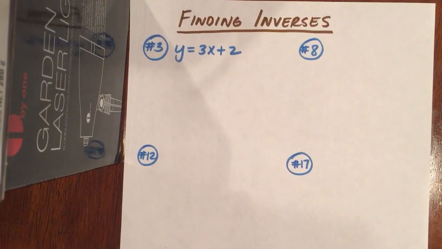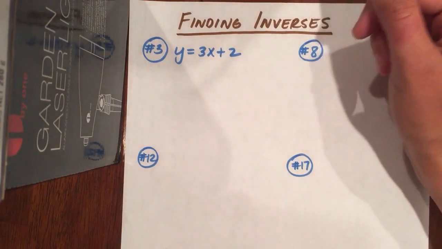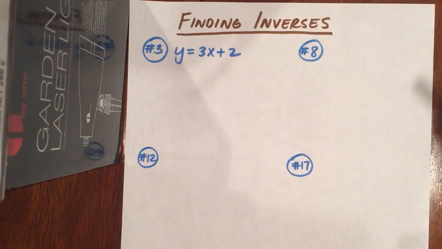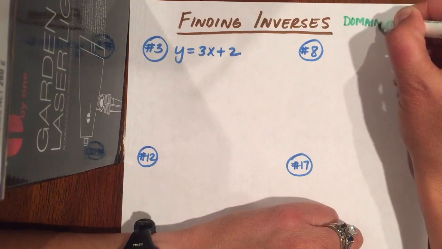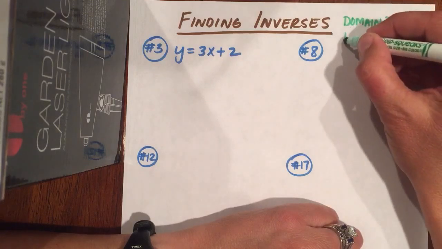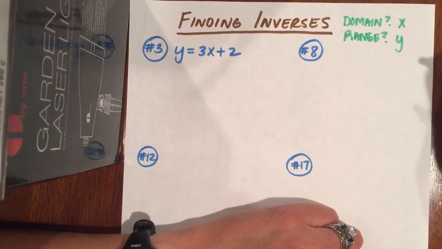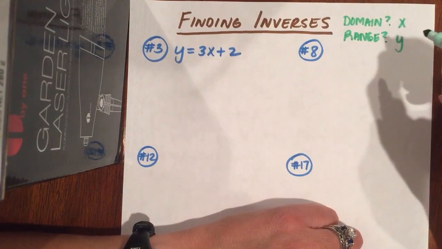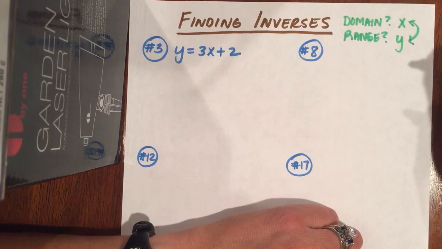So now let's actually look at finding inverses. What you're going to do with finding an inverse is solve to find what would happen if I switched the domain and range. Now let's look back at domain and range. What did we say domain was? Isn't domain all of our x values? And what is range? Range is all of our y values. So if I want to find the inverse function, that means I want the x's and y's to switch, correct?